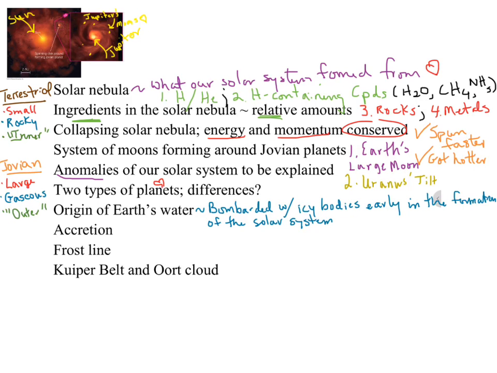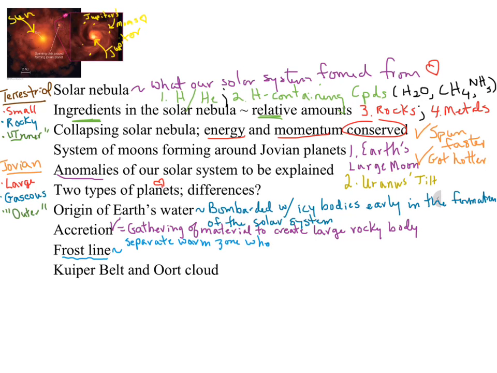The term accretion, I was thinking Grecian formula, but accretion is basically, in general, a gathering of material to create a larger rocky body. Kind of like taking snowflakes and making a snowball sort of thing. Frost line.